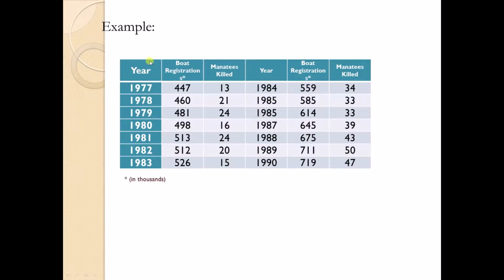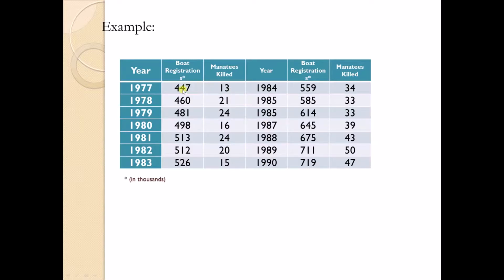First of all, the year here and here, these are just like identifier variables. We're not going to put those in the scatter plot. If we do something exponential later on, then we will use the year, but not here. This is just saying in this particular year, we have this many powerboat registrations in the thousands and this many manatees killed in the area that we're studying, okay?